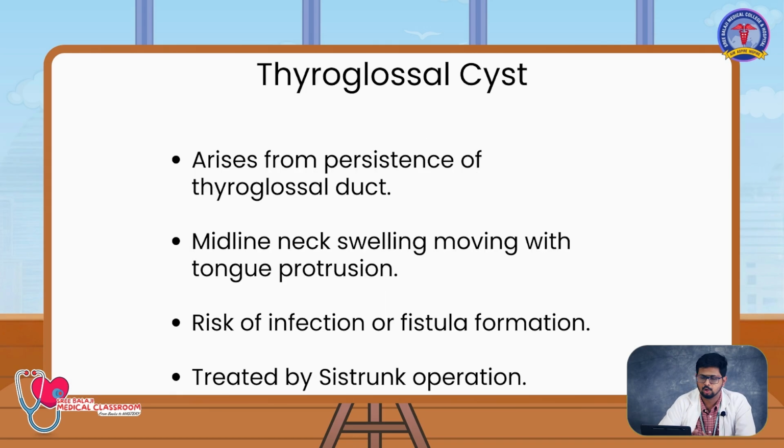Now we'll talk about one important topic, the thyroglossal cyst, which commonly arises from the persistence of the thyroglossal duct. It is commonly present in the midline as a neck swelling, which moves with tongue protrusion. Please remember, for any neck swelling we examine whether the swelling moves with protrusion of the tongue or with deglutition. Only in a thyroglossal cyst does the swelling move with protrusion of the tongue. If the swelling is confined to the thyroid, it doesn't move with protrusion of the tongue; it only moves along with deglutition.